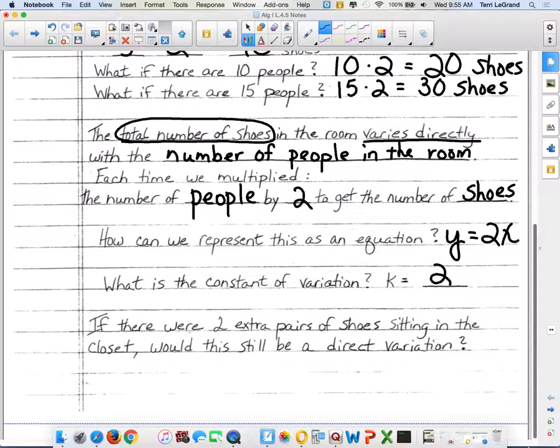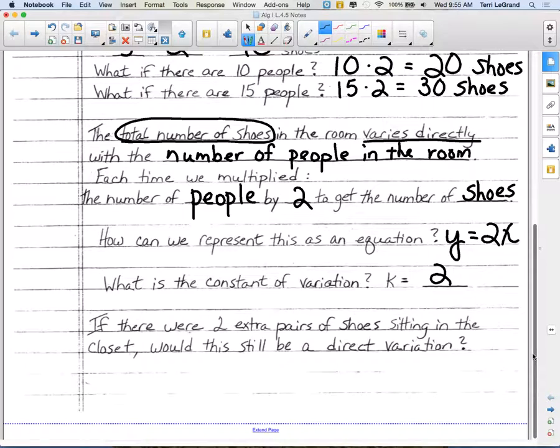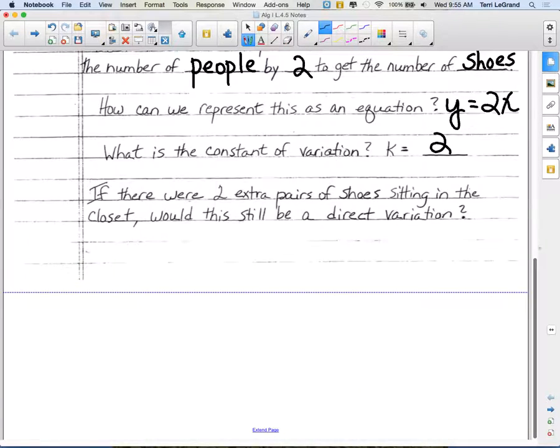Okay? Well, now I want to pose this question. What if there were 2 extra pairs of shoes sitting in the closet? So let's say it's this room right now, and just because I'm never sure which shoes I want to wear, or sometimes I forget to bring shoes. Like today, I have my snow boots on. I forgot to bring a pair of shoes, so I wear my snow boots all day. If I had a couple of extra pairs of shoes sitting back there in the closet, then I'd have some shoes to go grab when I forget. So what if there were 2 extra pairs of shoes sitting in the closet in this room?